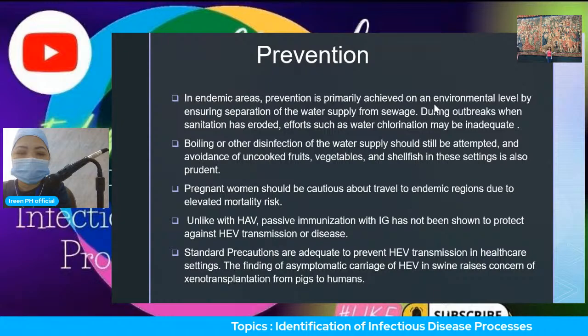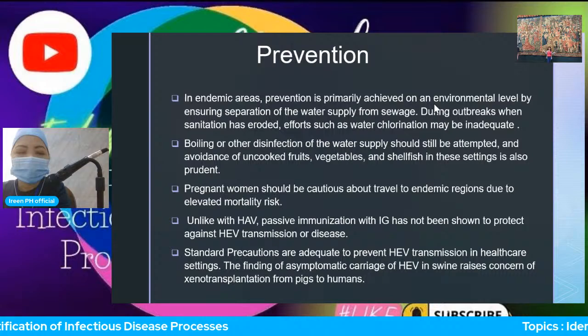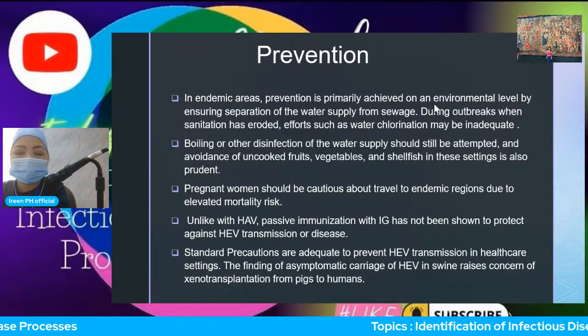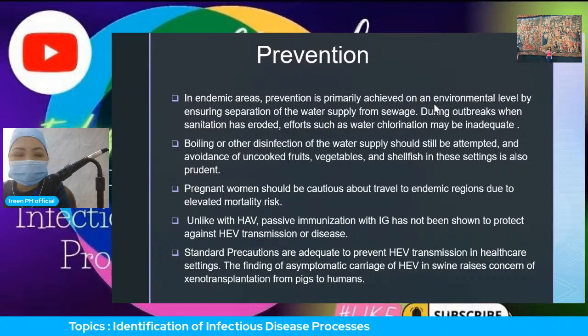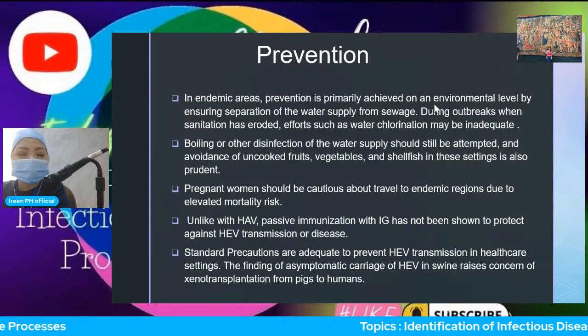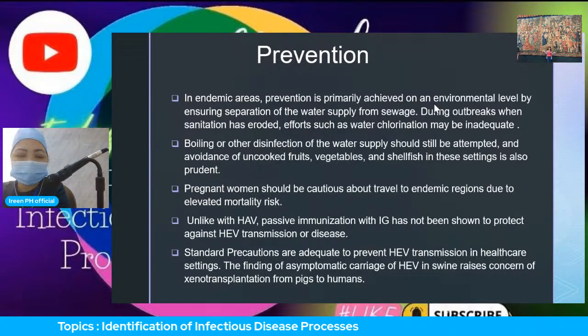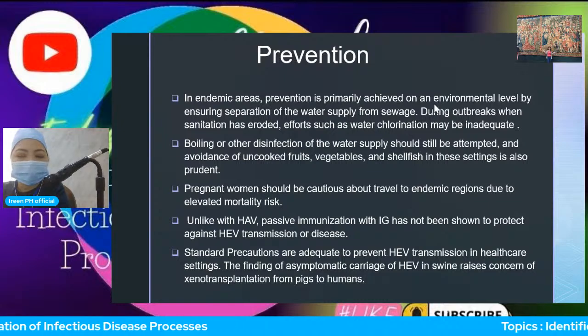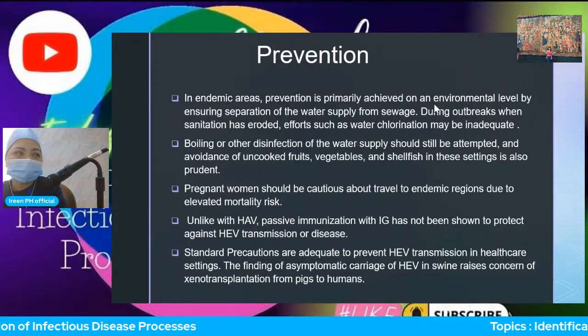In hepatitis E endemic areas, prevention is primarily achieved at the environmental level by ensuring separation of the water supply from sewage. During outbreaks, when sanitation has eroded, efforts such as water chlorination may be inadequate. Boiling or other disinfection of the water supply should still be attempted, with avoidance of uncooked fruits, vegetables, and shellfish in this setting. It's also prudent that pregnant women be cautious about travel to endemic regions due to elevated mortality risk.